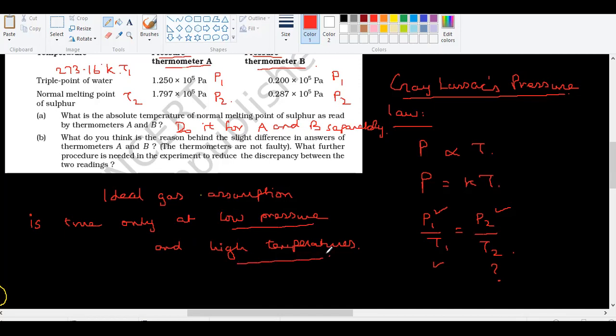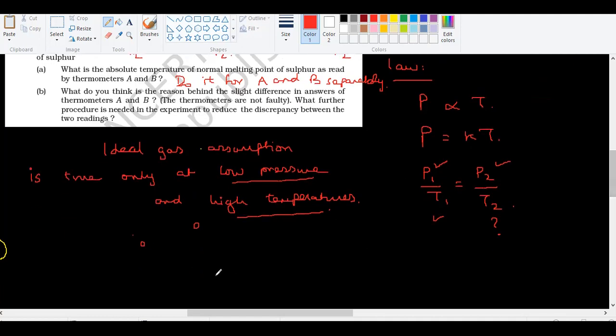Low pressure and high temperatures is where one molecule and another molecule, if it is low pressure, are kind of farther away. If it is high pressure, molecules will be very close to each other. So this is low pressure and high temperature. With low temperature and high pressure, the molecules will be close to each other, whereas here molecules are farther away. Because of this, we will say that there is not much intermolecular force of attraction here.